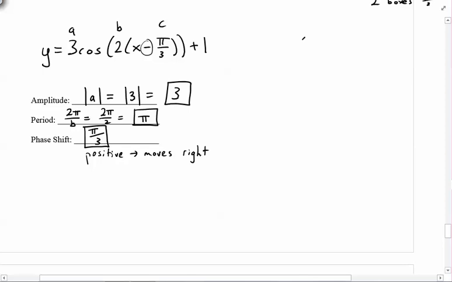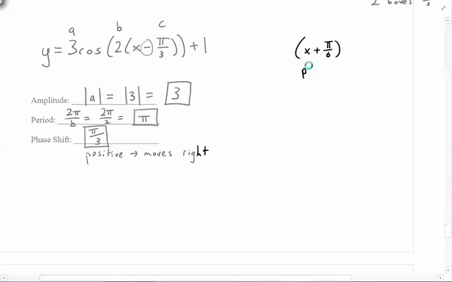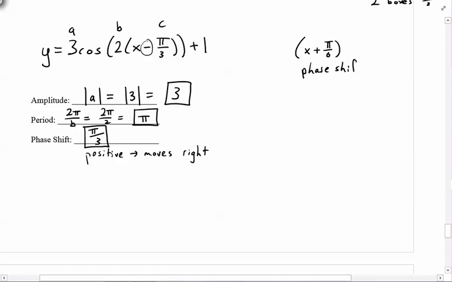But if I had something like x plus pi over 6, then the phase shift would be negative because the graph is moving to the left. So just in case this comes up, it's kind of opposite of what you see in the brackets here. Positive turns to a negative for the phase shift because we want left to be a negative phase shift and right to be a positive phase shift.